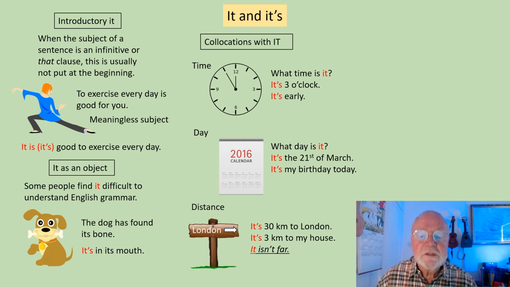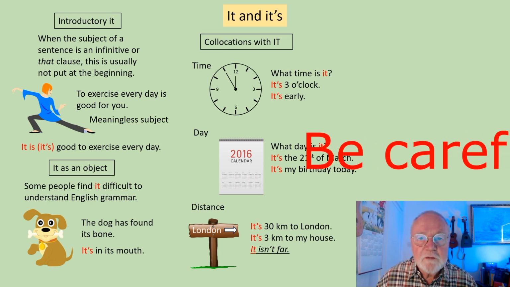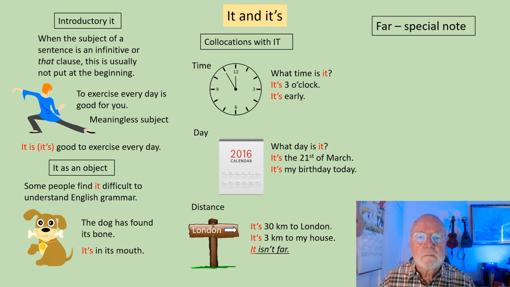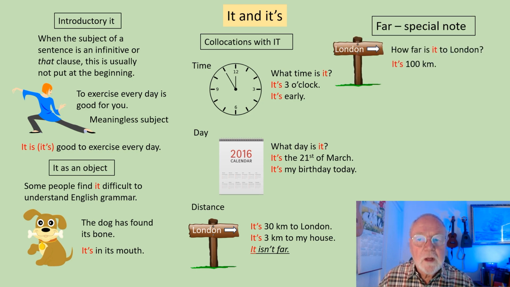Distance. It's 30 kilometres to London. It's 3 kilometres to my house. It isn't far. But be careful with far. Let me explain a little further. You can ask the question, how far is it to London? And the other person could answer, it's 100 kilometres. You could also say, is it far to London? And they would say, yes, it's a long way.